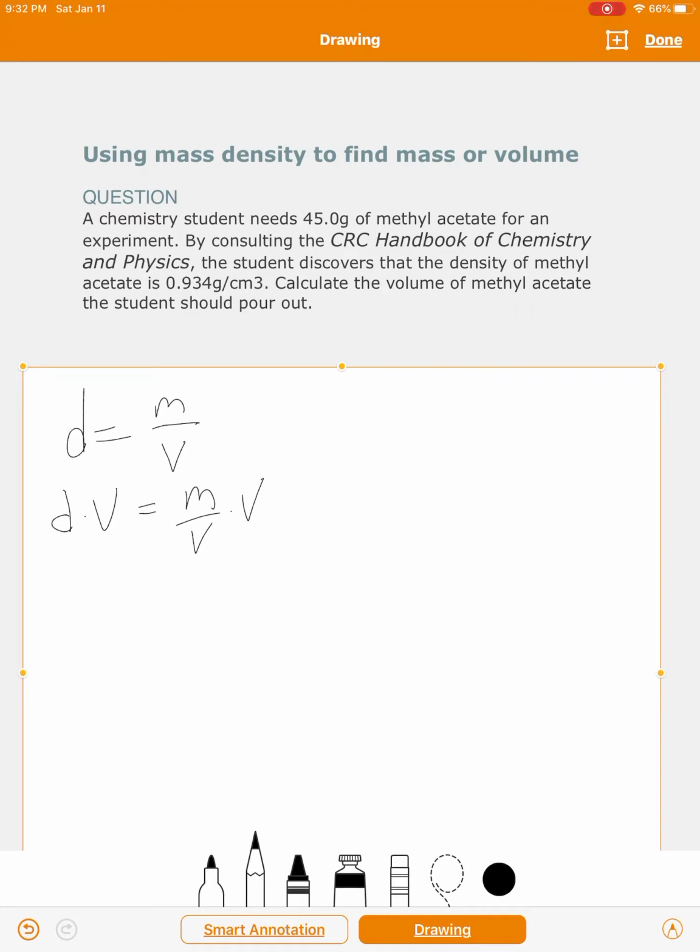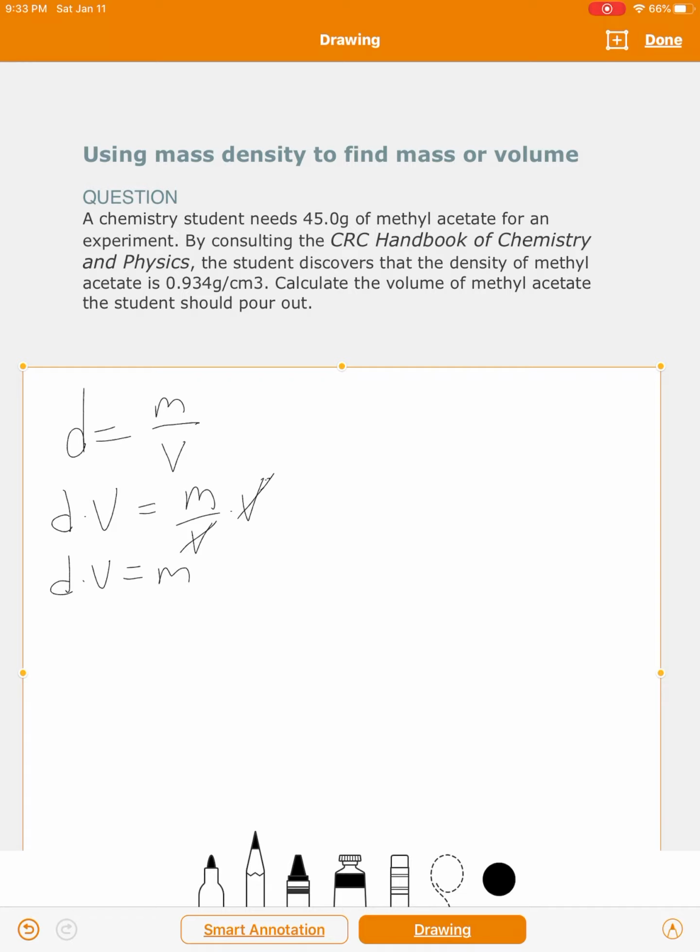Now, on the right side of the equation, we have volume divided by volume. Well, volume divided by volume is 1, so those cancel out. So now we have density times volume is equal to the mass. But again, we don't want the mass. This would show us how to find the mass. We want to find the volume.